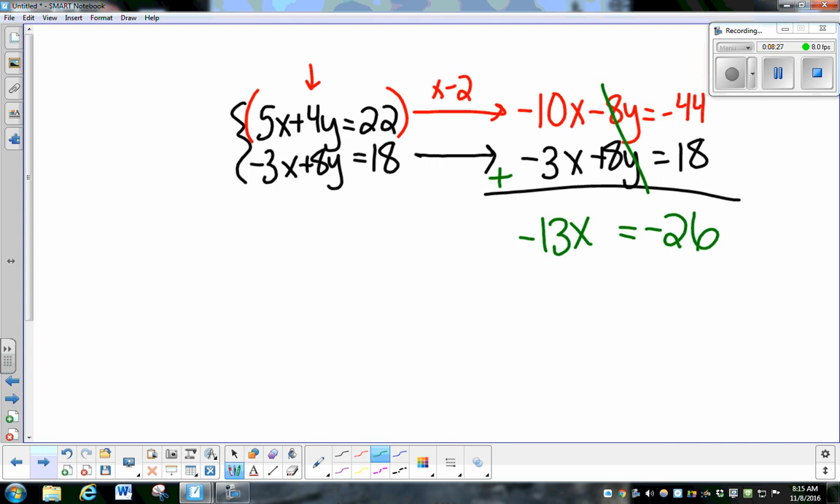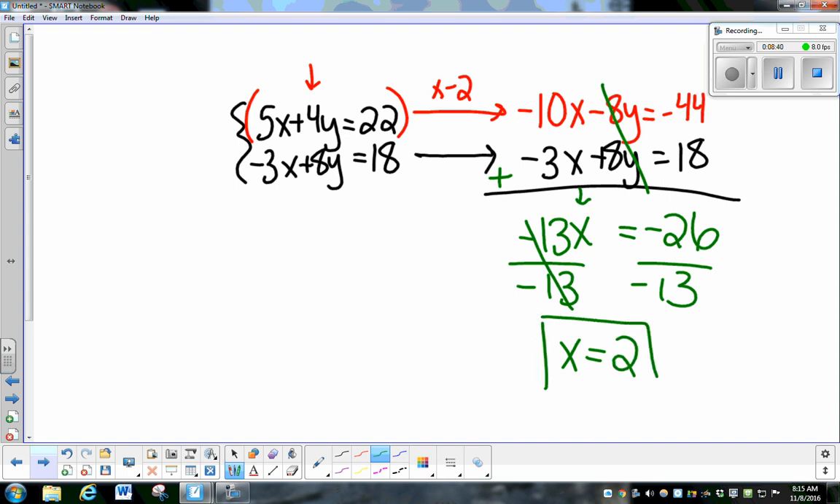Now, look how great this is. All we have to do is to get this x by itself, we just divide by -13 on each side. So we're left with x equals negative over negative is positive, and 26 divided by 13 is 2. So we're already halfway there. We've got half of our answer.